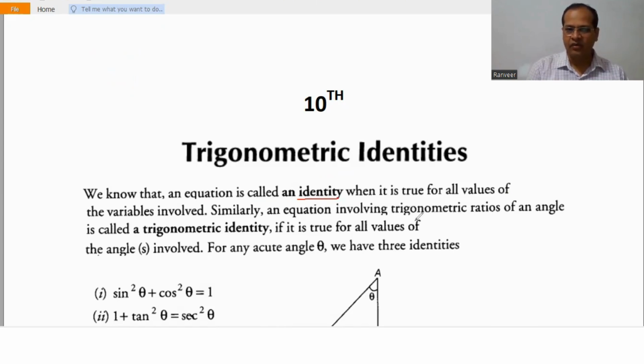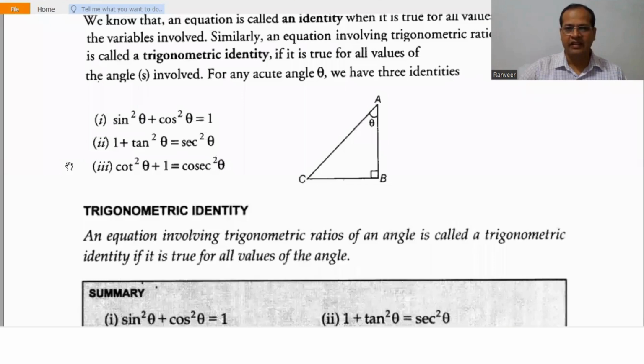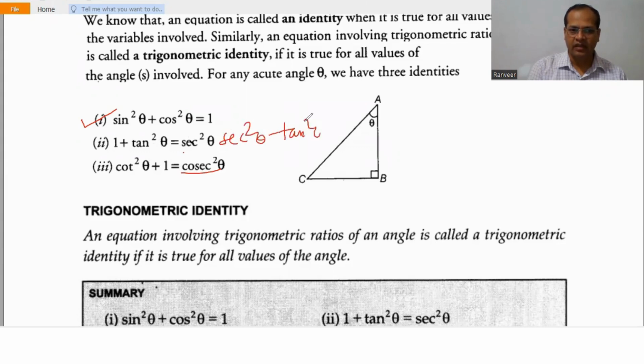Now, an equation involving trigonometric ratios of an angle is called a trigonometric identity. With the help of some formulas we can see this. Sin square theta plus cos square theta is 1. Sec square theta minus tan square theta is also 1. Cosec square theta minus cot square theta is equal to 1.